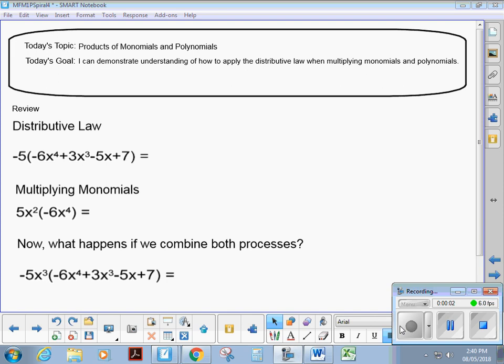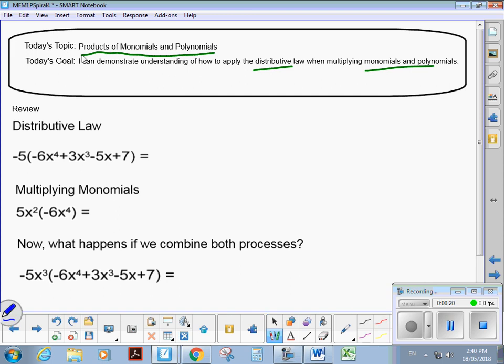Hello and welcome to the 7th video in Spiral 4. So today we are looking at products of monomials and polynomials. So we're heading back into some algebra, so I can demonstrate the distributive law when we're multiplying monomials and polynomials. So let's talk about what each of those are.